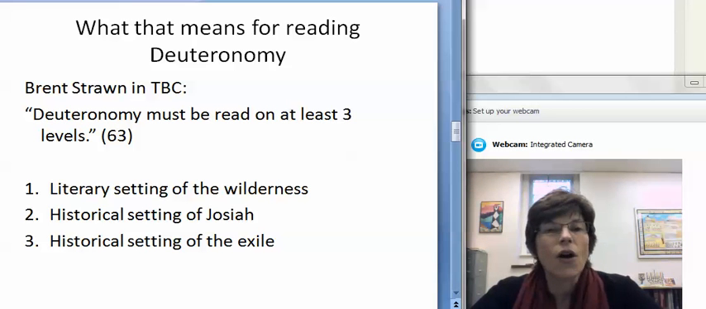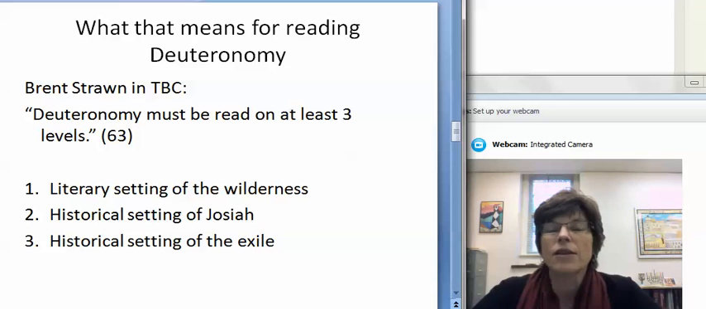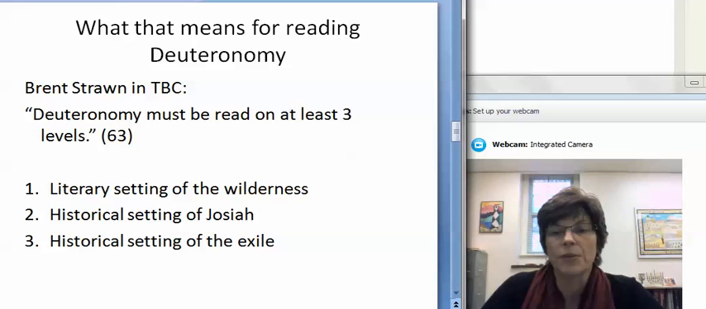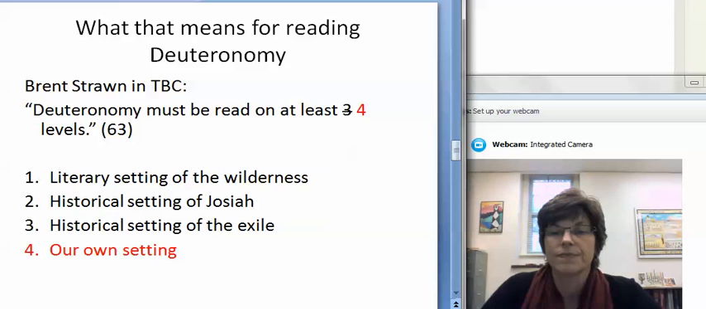That is, Strawn is arguing that we could look at any passage in the book of Deuteronomy and at least think about the two final settings. What would this have meant during the time of Josiah? What would it have meant during the period of the exile?